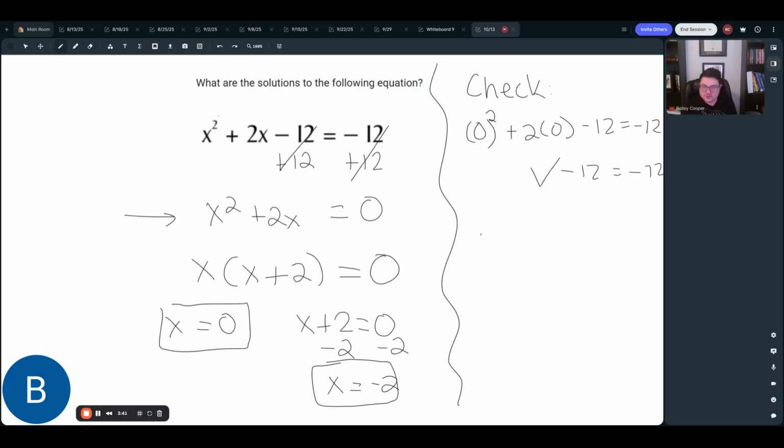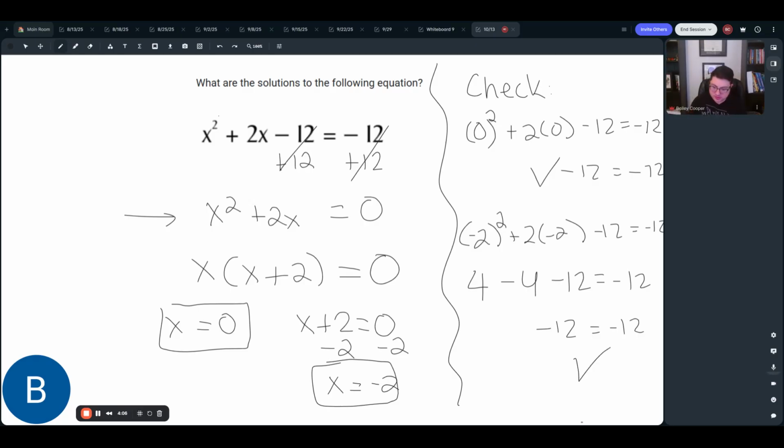That works out. And then let's check this with our negative 2. Negative 2 squared plus 2 times negative 2 minus 12 equals negative 12. We want to make sure this is true. Negative 2 times negative 2 is positive 4. 2 times negative 2 is negative 4. And then 4 minus 4 is 0. So once again, we get negative 12 equals negative 12, and we have proven that both of our solutions work.